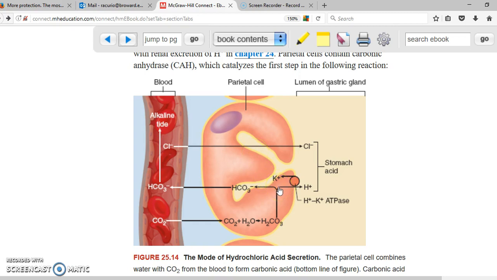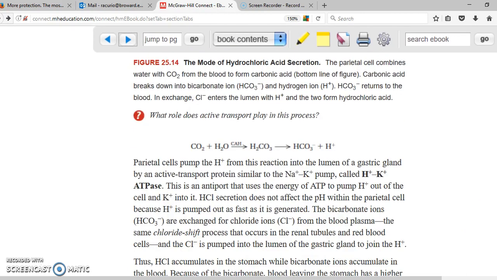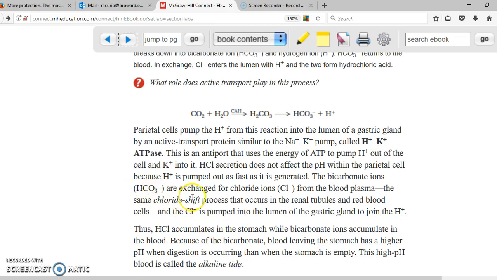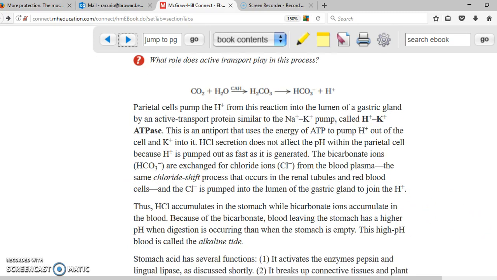The hydrogen gets pumped into the lumen of the gastric gland using the hydrogen potassium pump. You put potassium inside the cell and you pump the hydrogen outside. Now you have the hydrogen and the chloride in order to form the hydrochloric acid in your stomach. So let's keep scrolling down. Right here you have the formula that you've seen many times before. A hydrogen potassium pump and the chloride shift. You should be familiar with these terms.